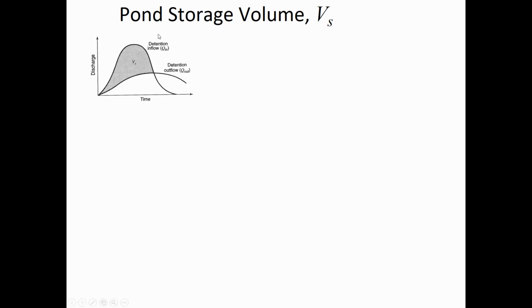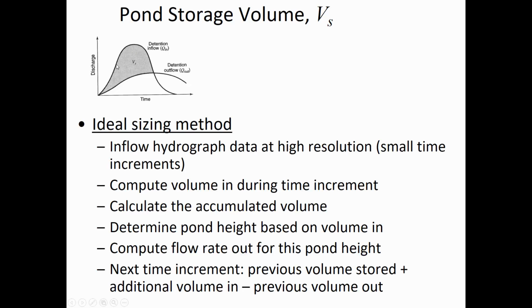So how big should the pond be? This figure is showing that the pond is storing the difference between the inflow hydrograph and the outflow hydrograph. So look at what we've got: over time, the discharge of the pipe that's feeding the pond, which is the inflow curve, and then the outflow curve. So the pond is going to store the difference between the two. So its accumulation is in minus out. So this V sub S is the accumulation inside the pond.